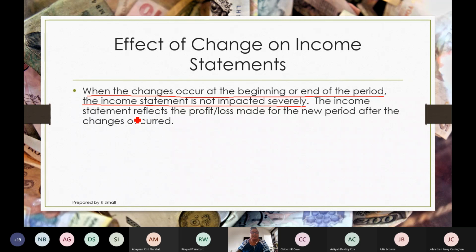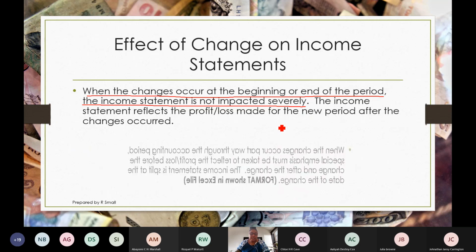So the income statement is not severely impacted if the change is at the beginning or the end. The income statement reflects the profit or loss made for the new period after the change occurred.